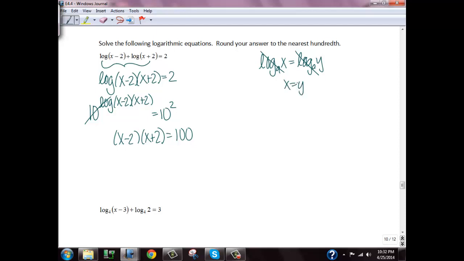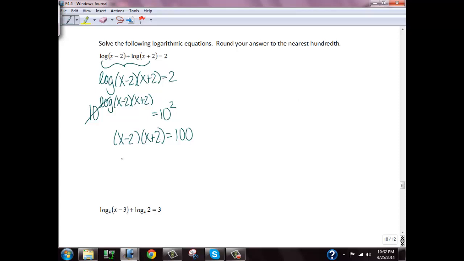Here we couldn't do that because we didn't have a log on both sides. So you can't cancel here, so we change forms, okay? Logs on both sides, condense and cancel. Logs only on one side, condense and change forms. Okay, so let's go ahead and finish working this one out.